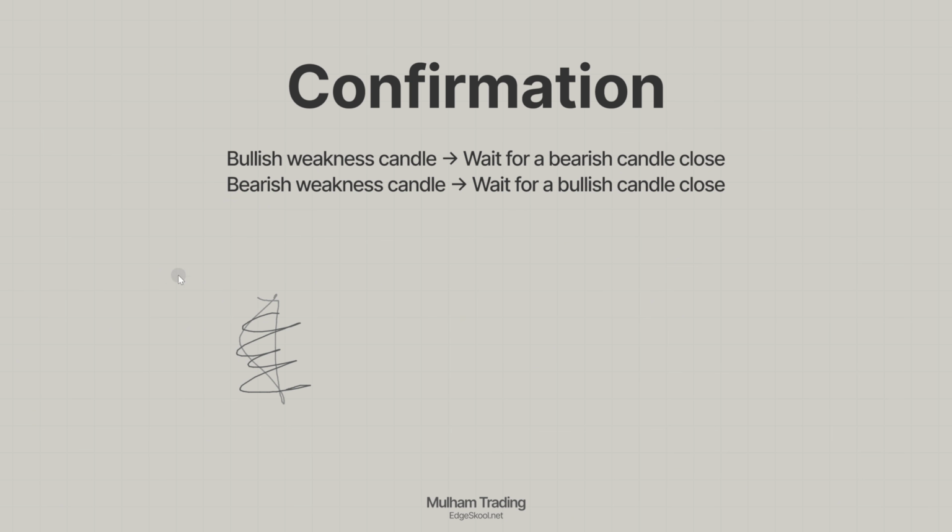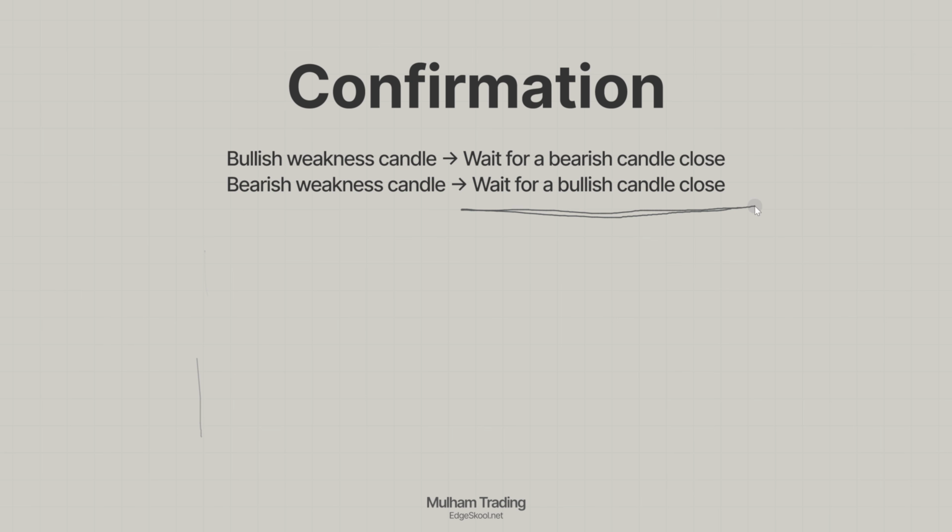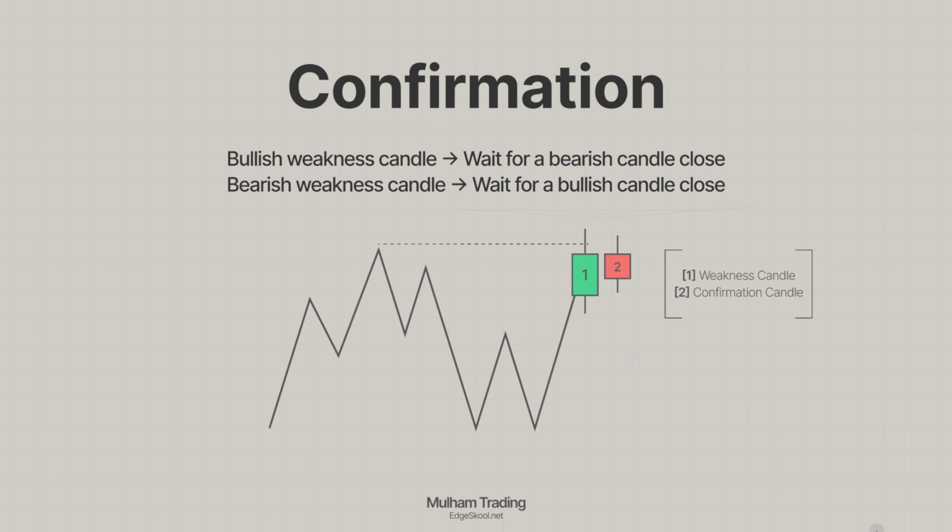If it's a bearish weakness candle, that means price is going lower, but we close with a wick here. I just need another bullish candle to close. That is my confirmation. So bearish weakness candle, we want to see a bullish candle close. So that's how it looks. Price, we have a high here, which is a key level. This is candle 1, which is the weakness candle.